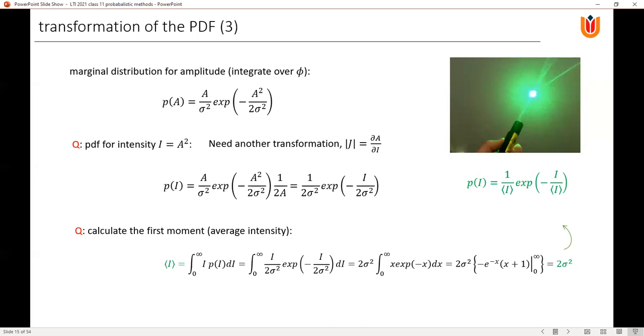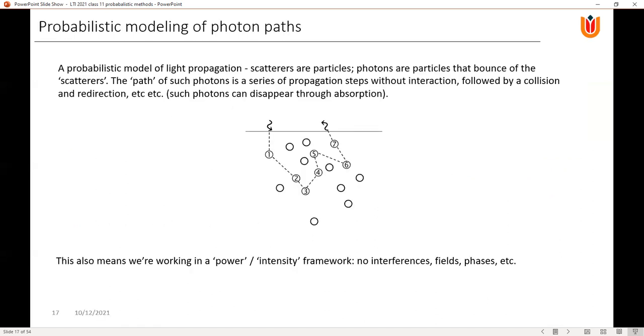Okay, that is the manipulations that we need to do. So let's have a break now. 10 minutes or so, is that okay, or do you want longer? Okay, then we'll start in 10 minutes.